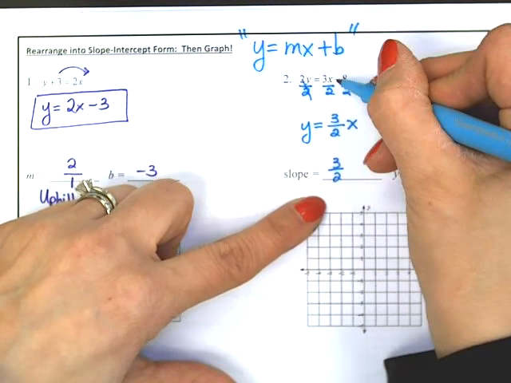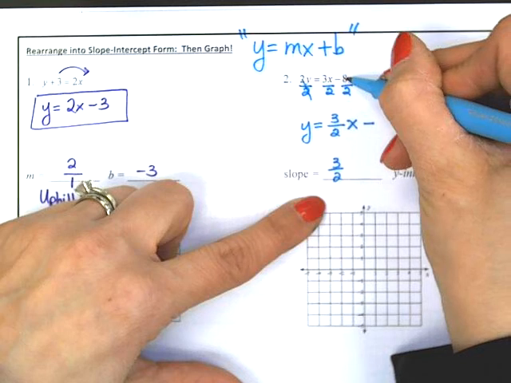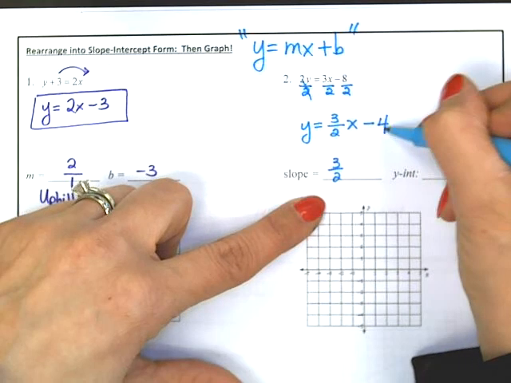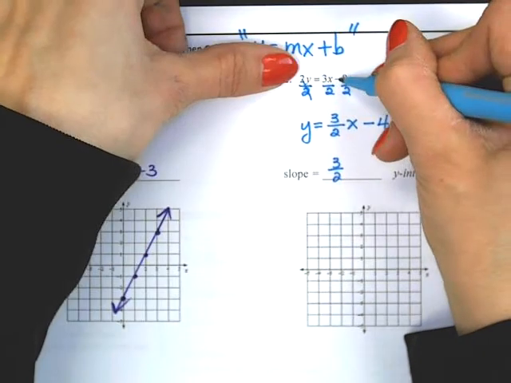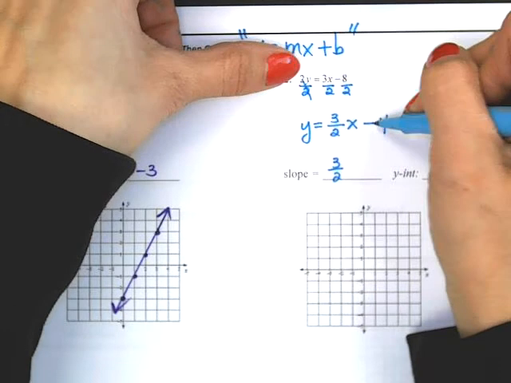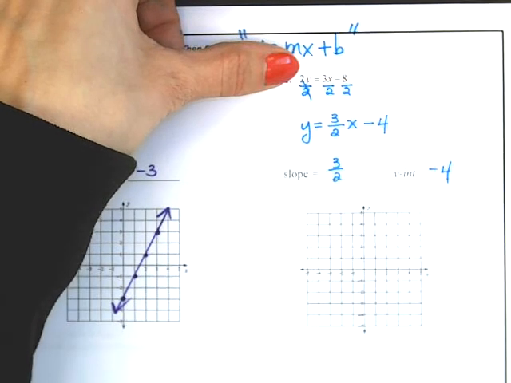And then we have a minus sign. And 8 divided by 2 is 4. Okay, so whatever sign they have, they're a minus or negative, that means the y-intercept is going to be -4.